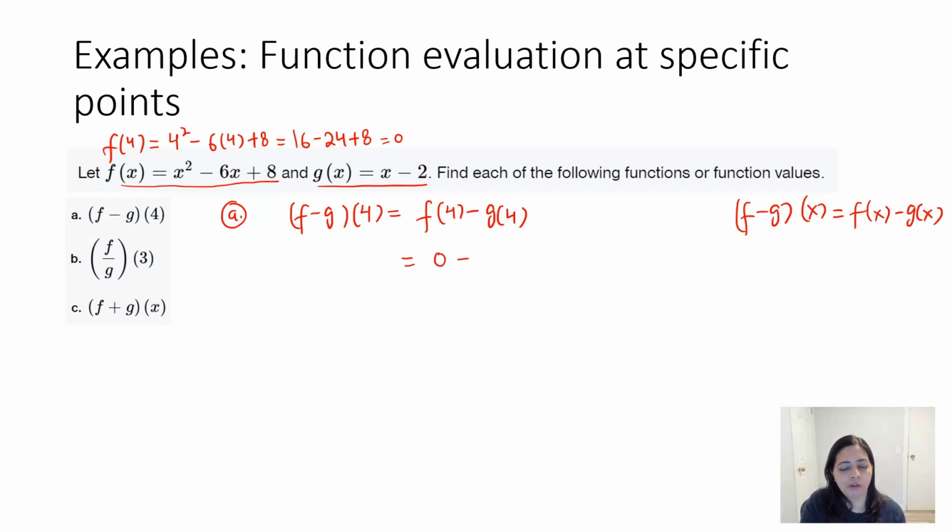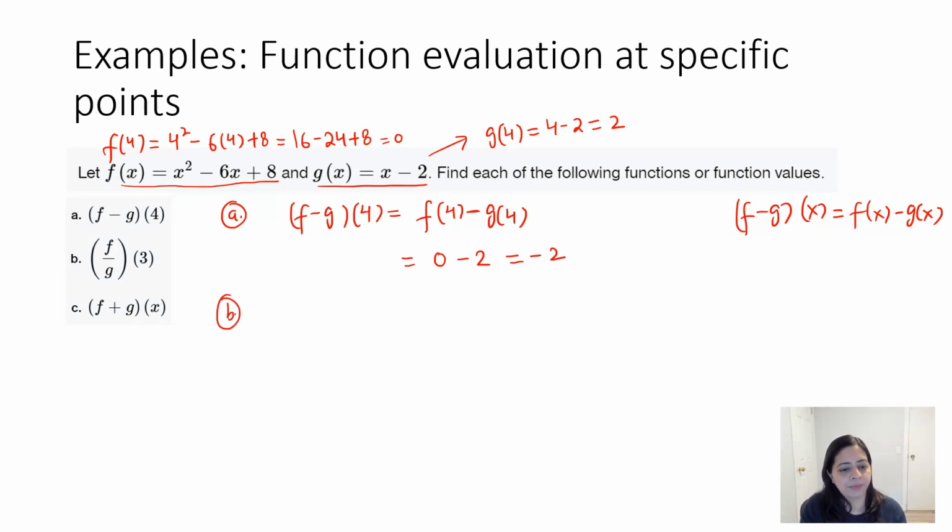And now what is g of 4? Use the definition of g(x) to evaluate g of 4. 4 minus 2 equals 2. So 0 minus 2 is minus 2. It's very simple. You evaluate each individual function at the specified point and then plug in whatever operation is being done in between them. So do the math, you get the answer. So this is negative 2.